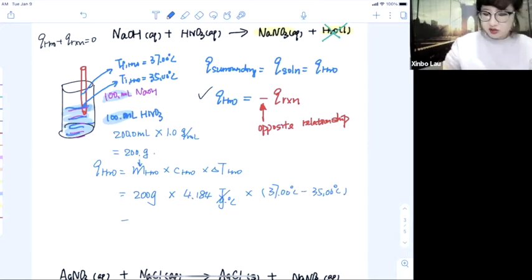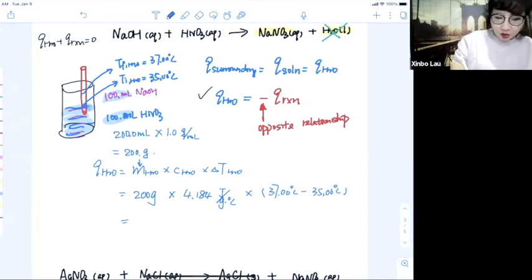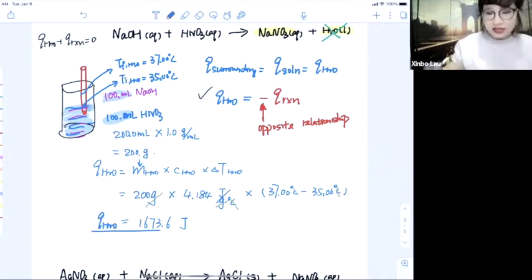Let's do a quick calculation. I also need to do the calculation, so if you're watching, let's do it together. 200 times 4.184 times 2. That's 1673.6 joules. Also double check your units: grams got cancelled out, degree Celsius got cancelled out. That's my heat for water, which equals that many joules.